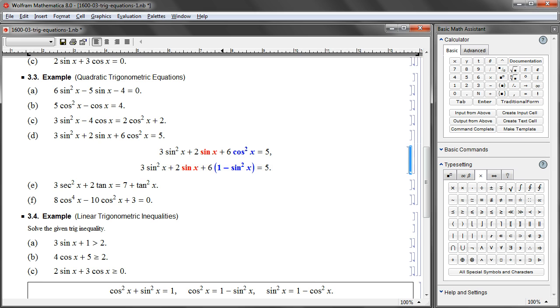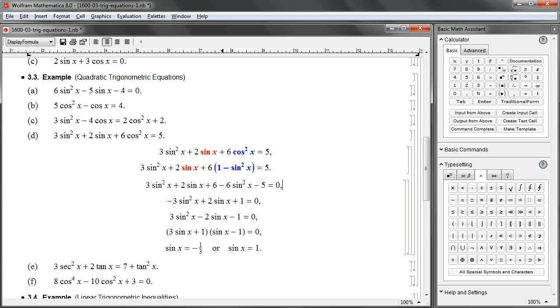Let's algebraically manipulate by breaking out the parentheses and moving 5 to the other side. Taking the like terms together, we get this quadratic trinomial equation. The leading coefficient is -3, so I don't like it. Multiply -1 to everything. We have this simplified form, and then we can factor it. 3 sine of x plus 1 times sine of x minus 1 is equal to 0. From the first factor, we get sine of x equals -1/3.